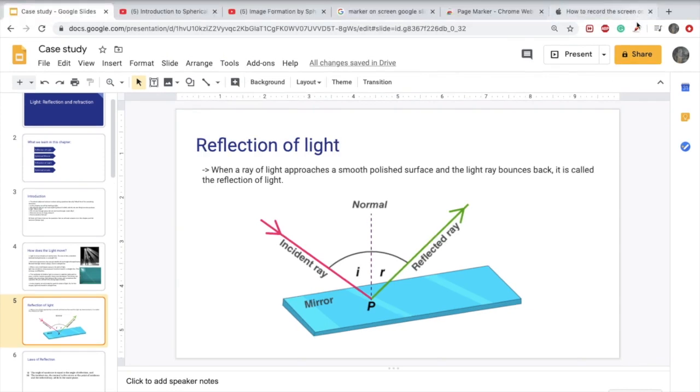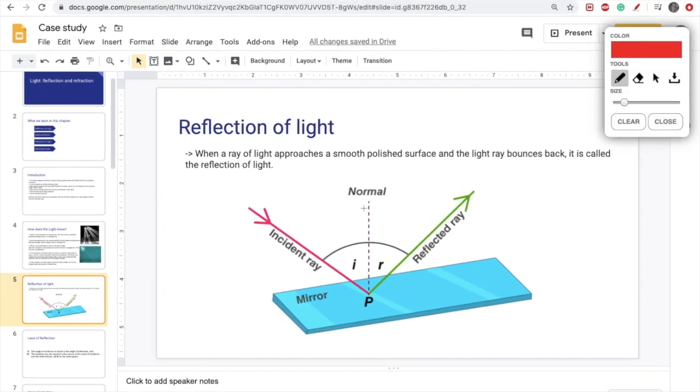Angle of incidence is, so first of all we have to see what is a normal. Okay, so whenever there is a surface, wherever the light is touching the surface, we have to draw a straight line which is perpendicular to the surface. So this is 90 degree. Okay, so this angle should be 90.